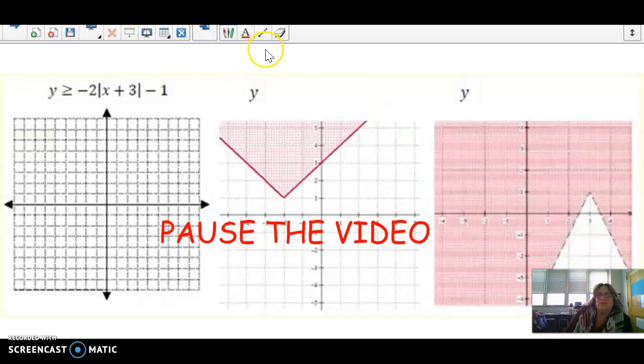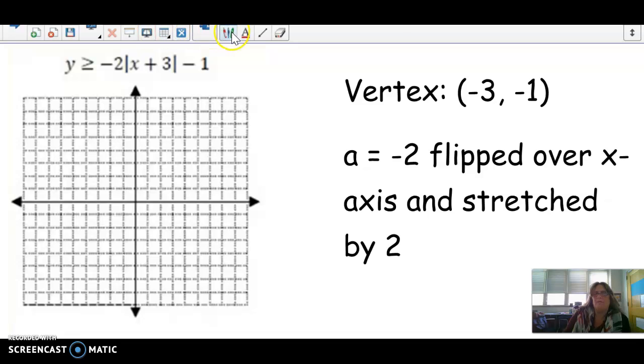All right, let's continue. Make sure that you pause the video and try and see if you can graph this one and figure out the equations for these two. For the first one, we need to figure out what the vertex is. Inside, we do the opposite, so that's where the -3 came from. Outside the absolute value signs, that's where the -1. So we're going to go to -3, -1, and put our point for our vertex.